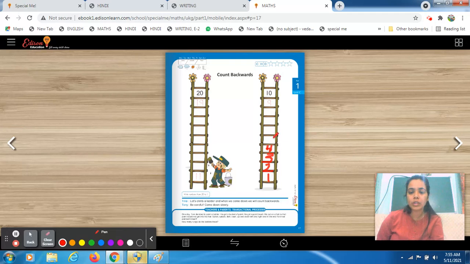Okay, so students, this is your backward counting. First of all, I'm giving you some time to complete this worksheet. Then we will do the oral recap. Okay, we will count numbers again. We do the backward counting. First of all, you will write it. Okay, and then we will do just a recap of that.